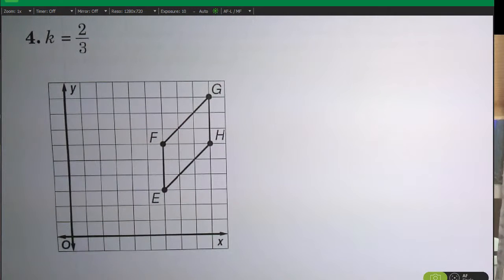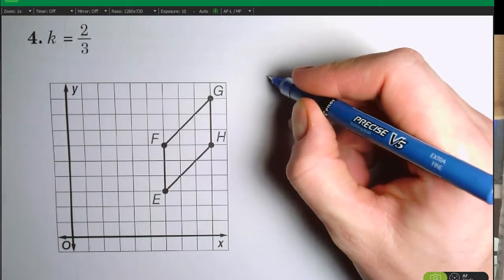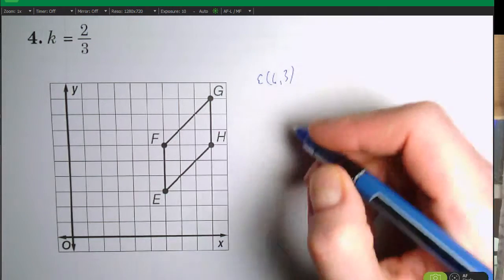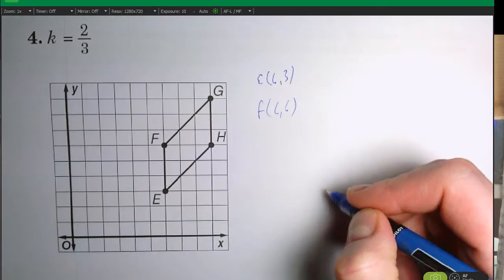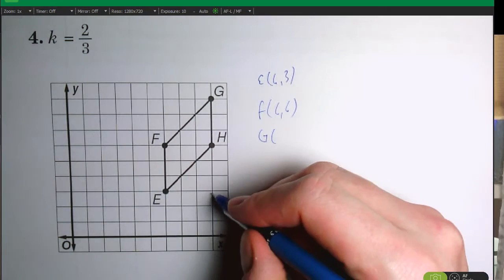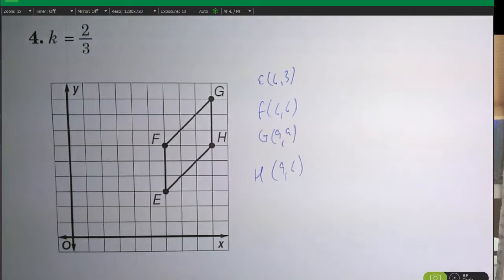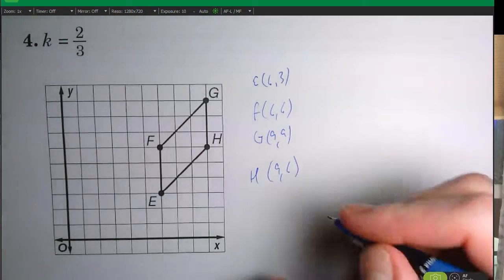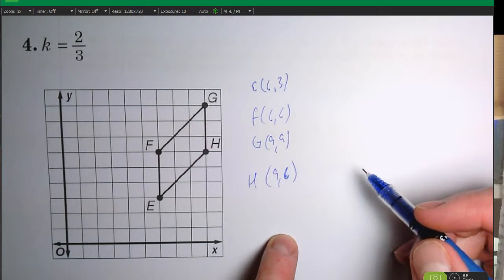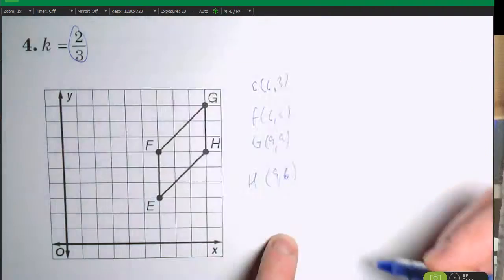Okay. So we have this figure here, E, F, G, H, where E is at 6 comma 3, F is at 6 comma 6, G is at 9 comma 9, and H is at 9 comma 6. So that's where the 4 points are at. Now in order for us to construct this figure, we're going to multiply both the x and the y for all these points by 2/3.